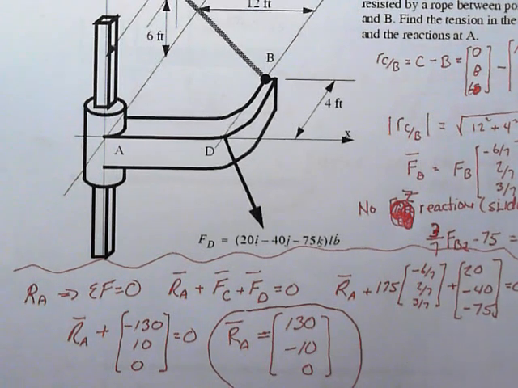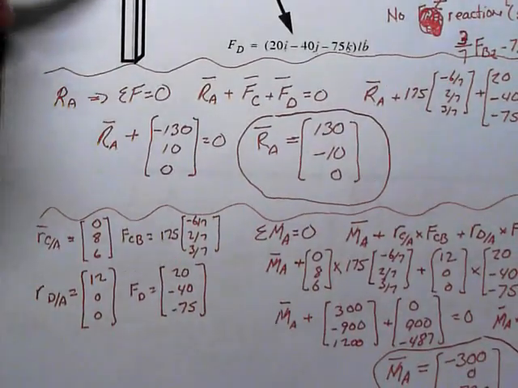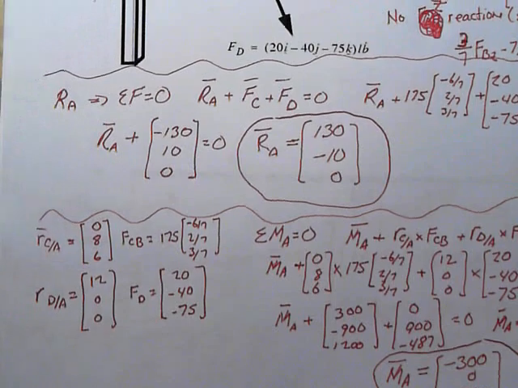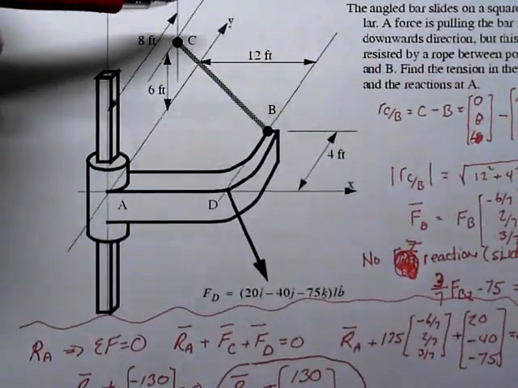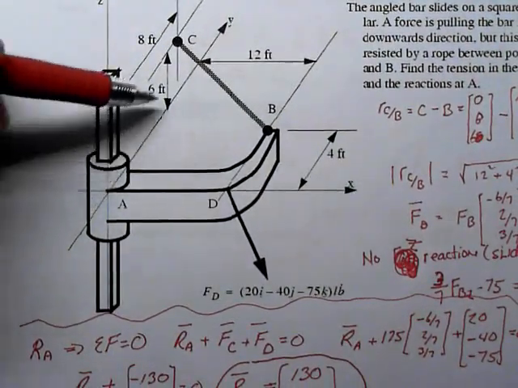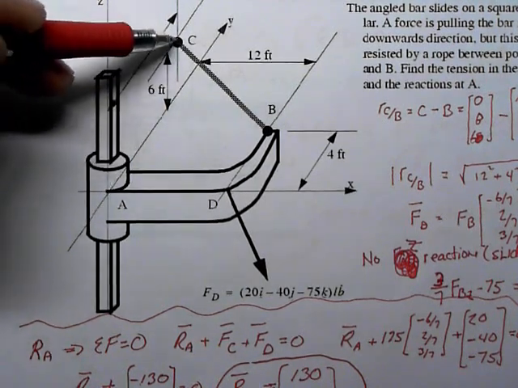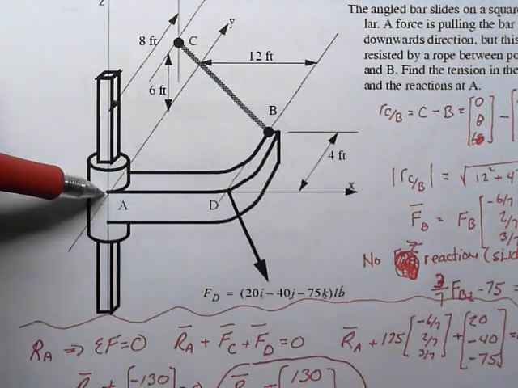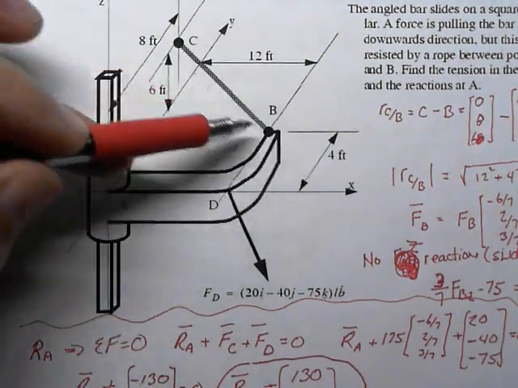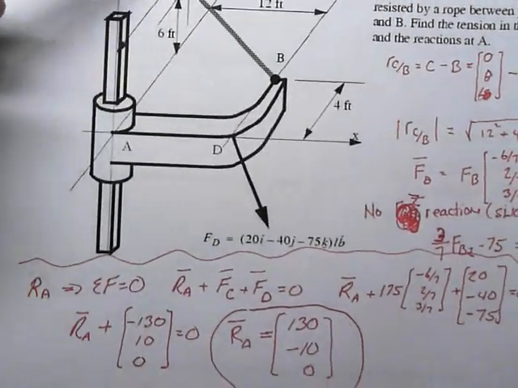Okay, and finally, to sum moments about point A, to get the unknown moments back here at point A, we're going to need to do some R cross F. I'm going to sum moments about A, so I'm going to do the radius from A to C crossed with the rope vector. I could have done the radius from A to B crossed with the rope vector, and I promise you would get the same thing. If you're unsure of that, just go check it.